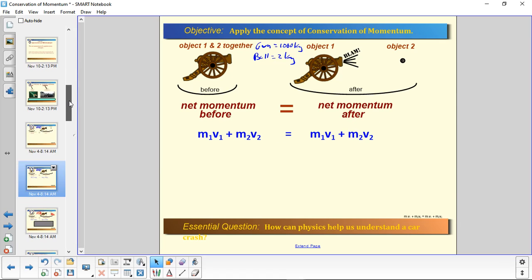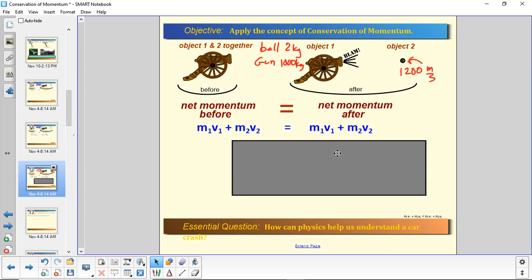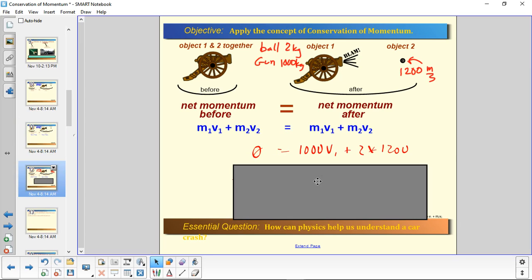So let me show you how it looks when we plug some numbers into this. This side is the momentum of the system before we fire it. And since they're not moving, the velocity of the cannon and the velocity of the ball are both zero. That means there's no momentum. 0 plus 0 equals 0. So the net momentum before we fire it is 0.